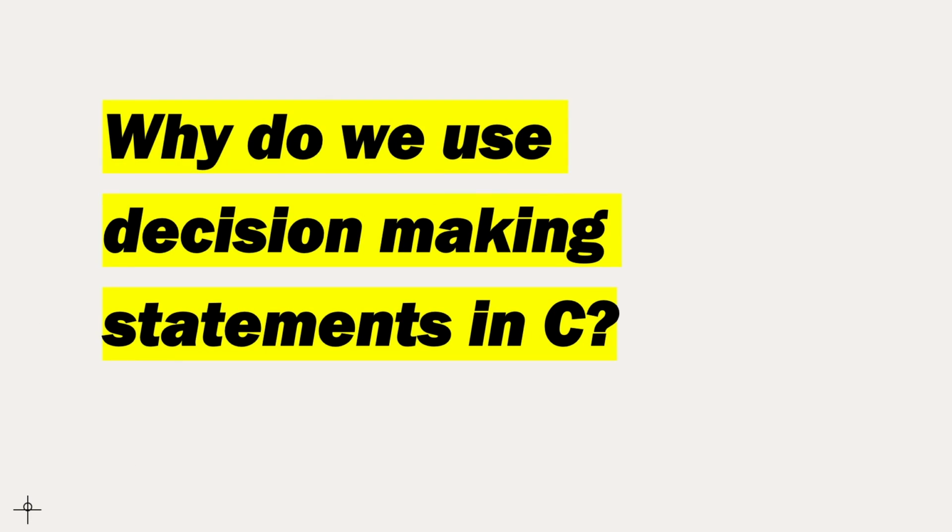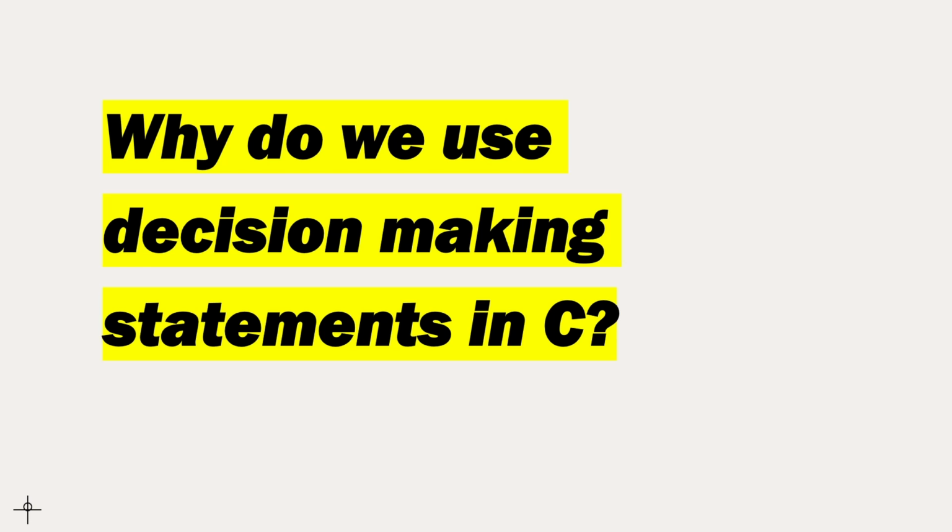So why do we use decision making statements in C? To explain that, in the C programming that we discussed earlier, we have used the sequential control structure, in which the various steps are executed sequentially, which means that lines of code are executed in the same order in which they appear in the program. This is because, as we discussed earlier, C is a procedural language, right?